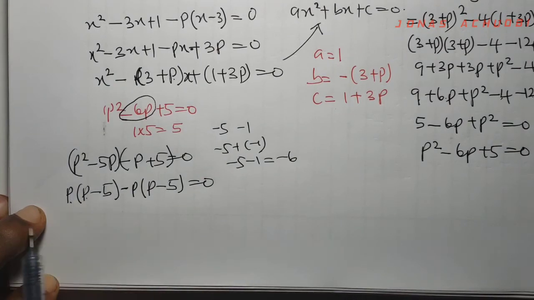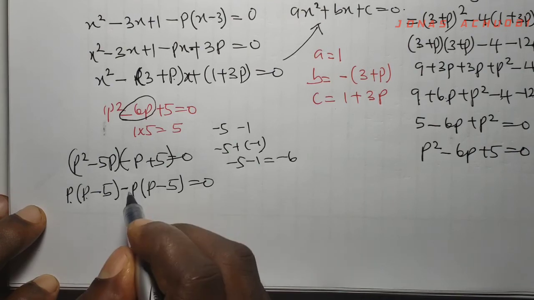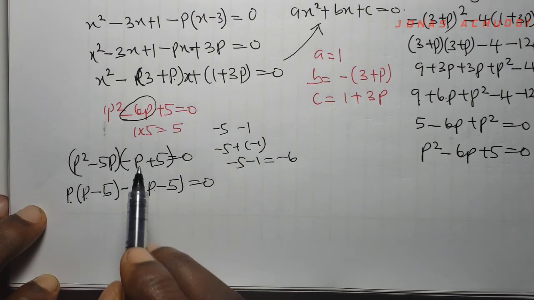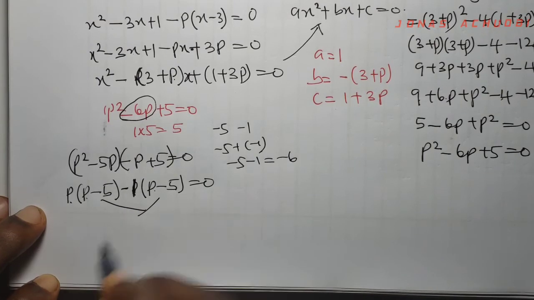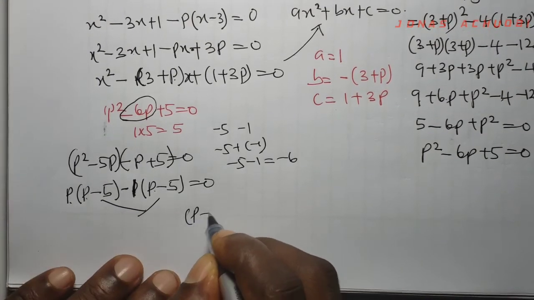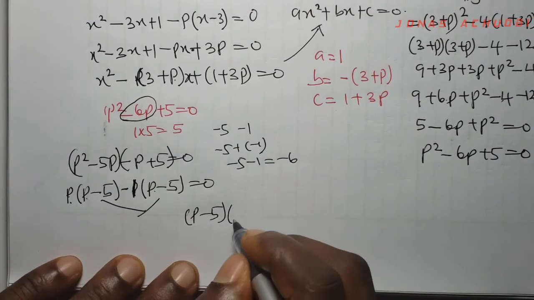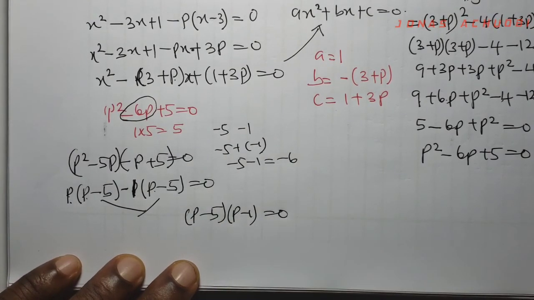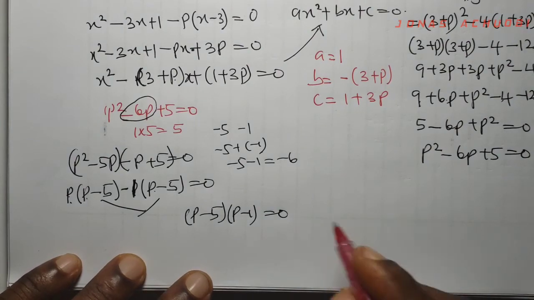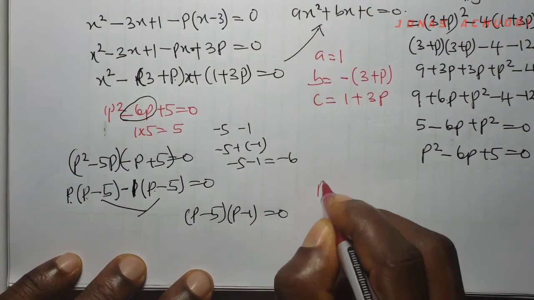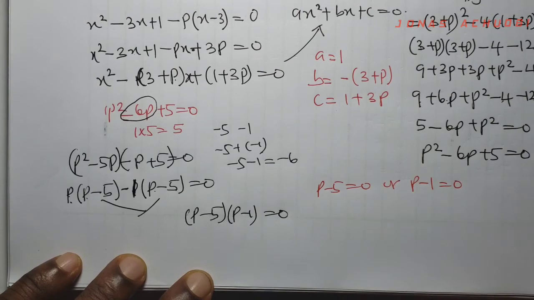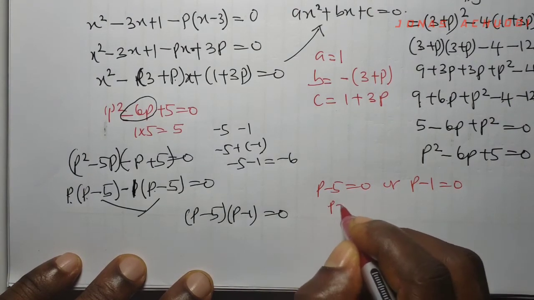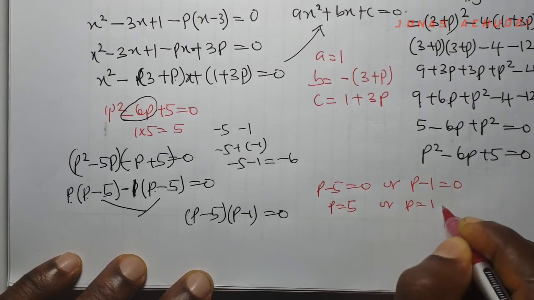p times p is p squared, p times minus 5 is minus 5p. This is minus 1, so minus 1 times p is minus p, and minus 1 times minus 5 is plus 5. So we take one of these brackets, that becomes p minus 5, and then p minus 1 equal to 0. If we solve this like we've always done, the first bracket p minus 5 is equal to 0, or the second bracket p minus 1 is equal to 0. If we now solve, p is equal to 5 or p is equal to 1.